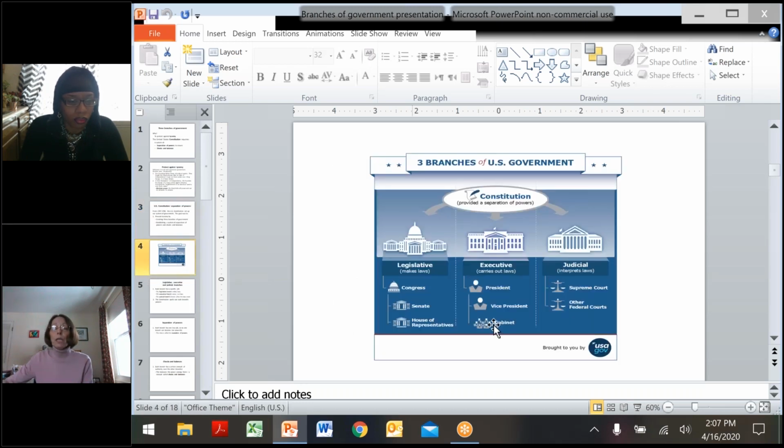So let's just take a look at a graphic here. The three branches are the legislative, executive, and judicial. Basically, the legislative makes laws. It's made up of Congress, which is made up of the Senate and House of Representatives. The executive carries out the laws, made up of the president, the vice president, and cabinet. And judicial, which interprets the laws or decides what the laws mean, is made up of the Supreme Court and then the other federal courts, which are like the appeals and the district courts.